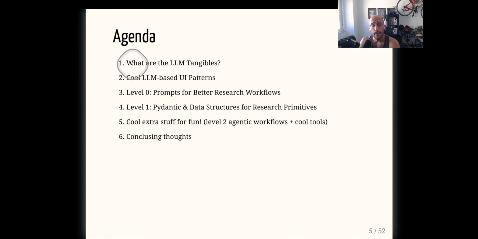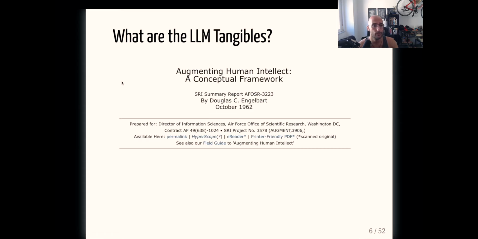And now let's talk about what we're going to discuss. So first, I want to talk about this idea of LLM tangibles. Then I want to talk about cool LLM-based UI patterns. Then I want to talk about level 0, which is prompting for better research workflows. Then level 1, which is about Pydantic and data structures for research primitives. Then some cool extra stuff, because this is a video so I can do whatever I want. And then I'm going to probably discuss with a little bit of code some other interesting patterns of working with AI to do research.